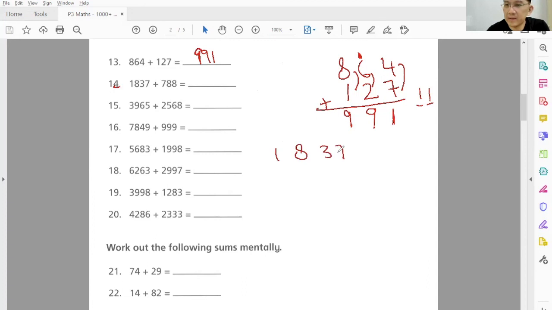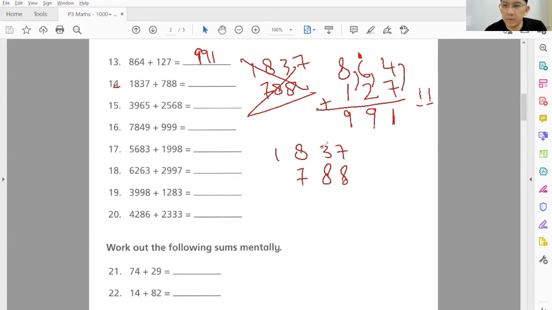1,837 plus 788. So 7 belongs to the hundreds. I'm going to put that together with hundreds, 788. Okay. Remember, you shouldn't write it down this way: 1, 8, 3, 7, 7, 8, 8. Do not write that way, because we don't know what number belongs to what group here. It's very messy.